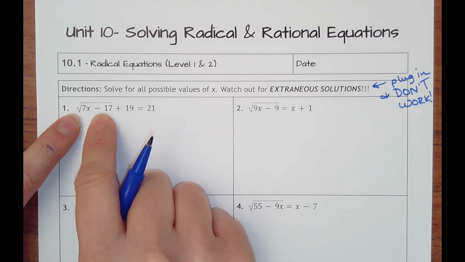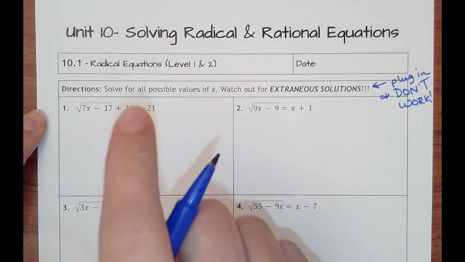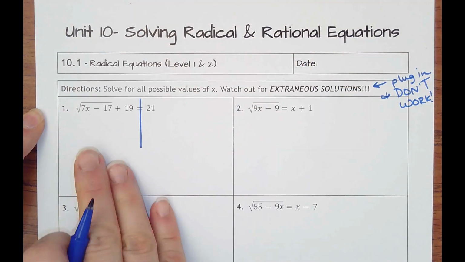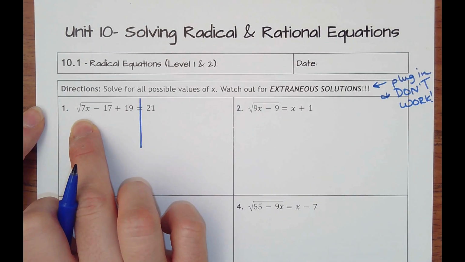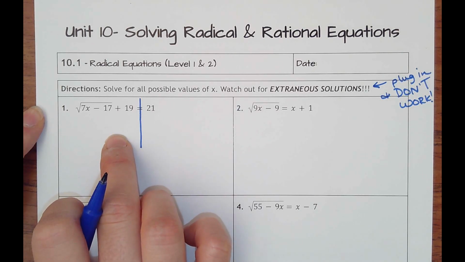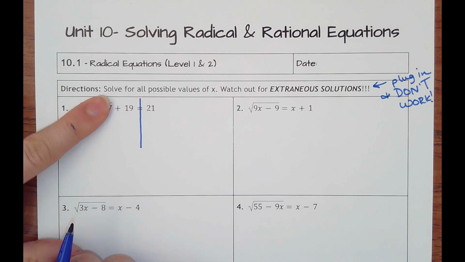So number one, I have an equation here, and I'm trying to figure out 7 times what number minus 17, when I take the square root of that and then add 19, equals 21. Just like when we solve any equations, we want to peel back the layers, or the things that have happened to x, in the opposite order than what happened to them to try to get x by itself. So the first thing I would do is think of this as all grouped together.